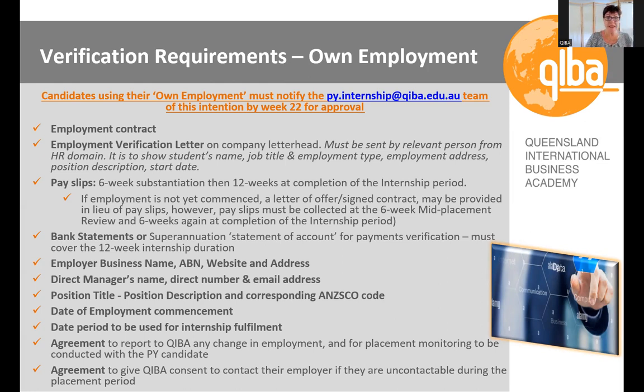So employer, business name, ABN, website and address, your direct manager's name, his or her direct number and email address, and the position title, the description and corresponding ANSCO code, the date of your employment commencement, and the date period you'll be using for the internship fulfillment, and an agreement to report to QIBA any change in employment and for placement monitoring to be conducted with you at your place of work, and also an agreement to give QIBA consent to contact your employer if you are uncontactable during the placement period. They are an acknowledgement letter that you sign.